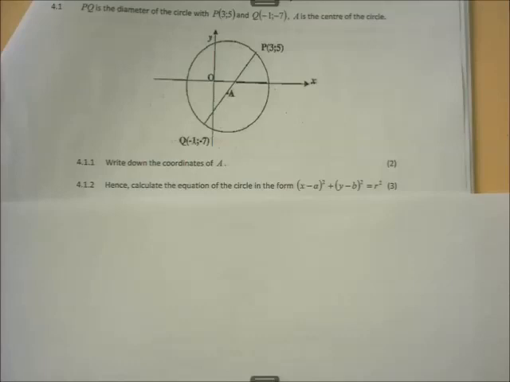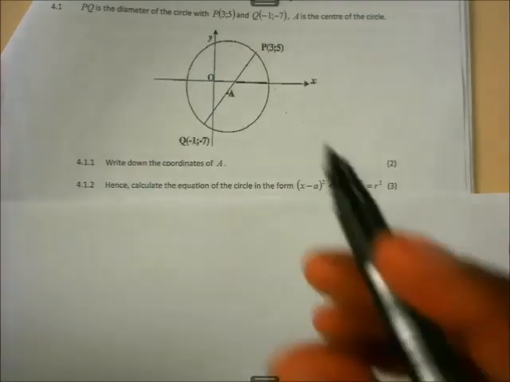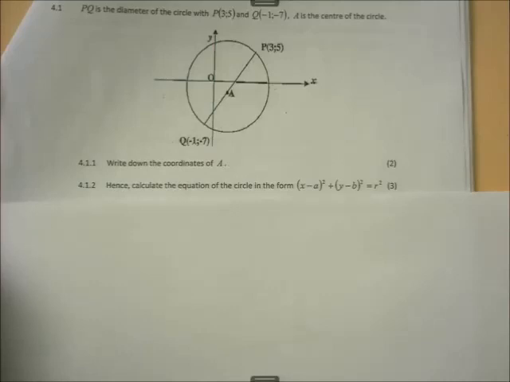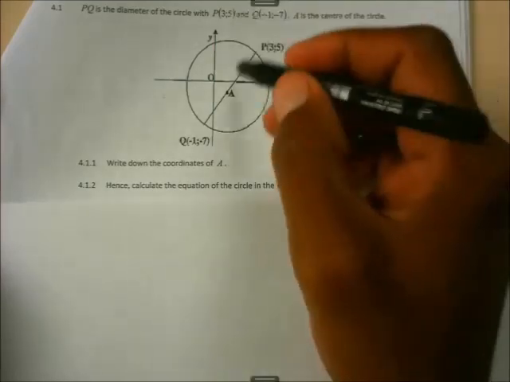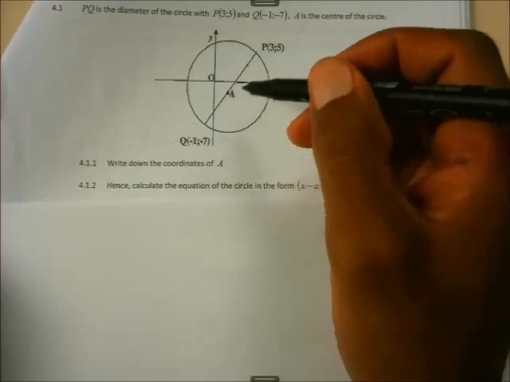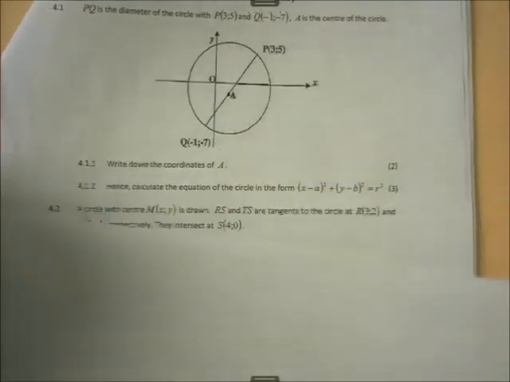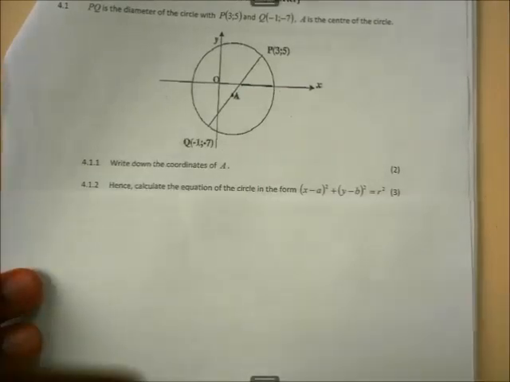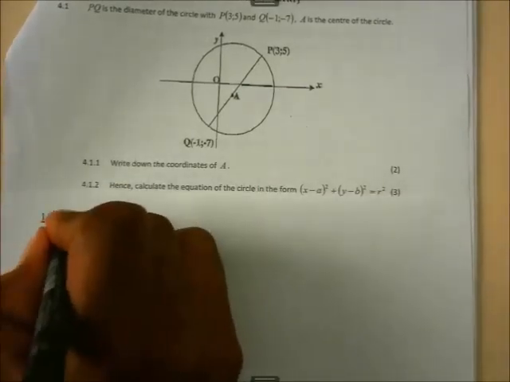Very much. Now let us look at 4.1.1. Write down the coordinates of A. Now A here, when you look at A is our center. Then if it's a center, then it means that will be the midpoint of P as well as Q. Then it means we are going to use the midpoint formula.